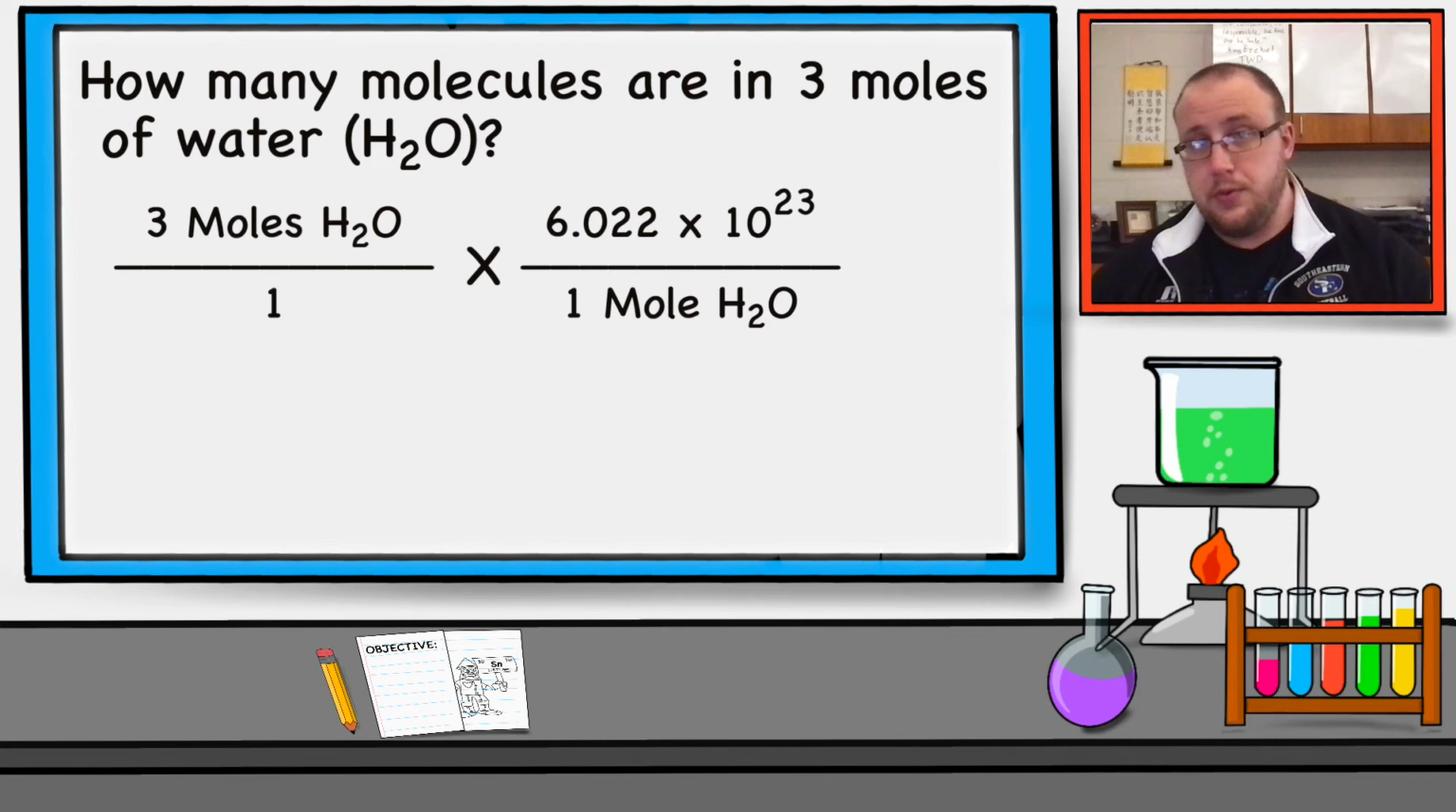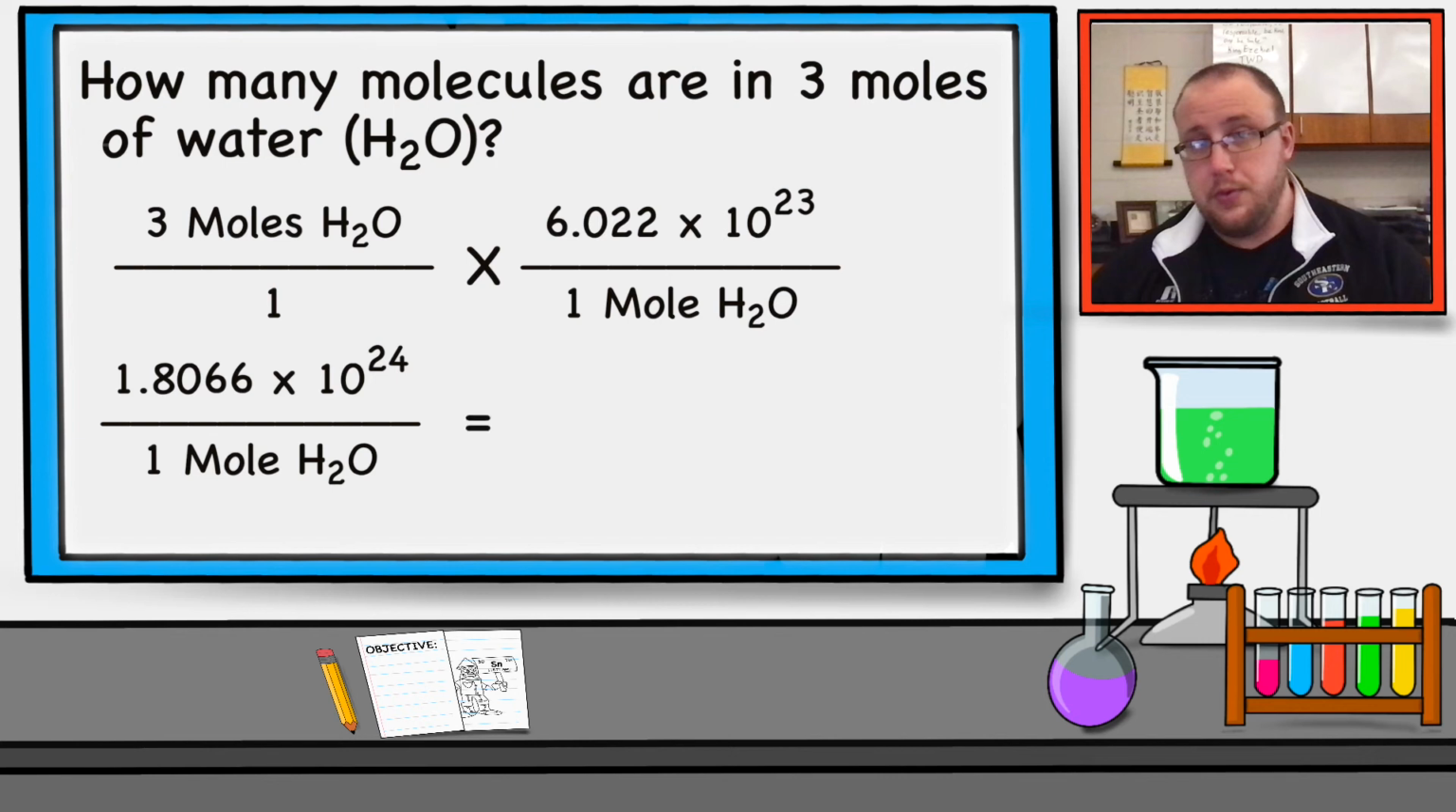So 3 moles times 6.022 times 10 to the 23rd power would be 1.8066 times 10 to the 24th molecules of water. Our bottoms would then multiply 1 by 1, which gives us an answer of 1. So now we take our top number and divide it by our bottom number, and we get 1.8066 times 10 to the 24th power of molecules of water.